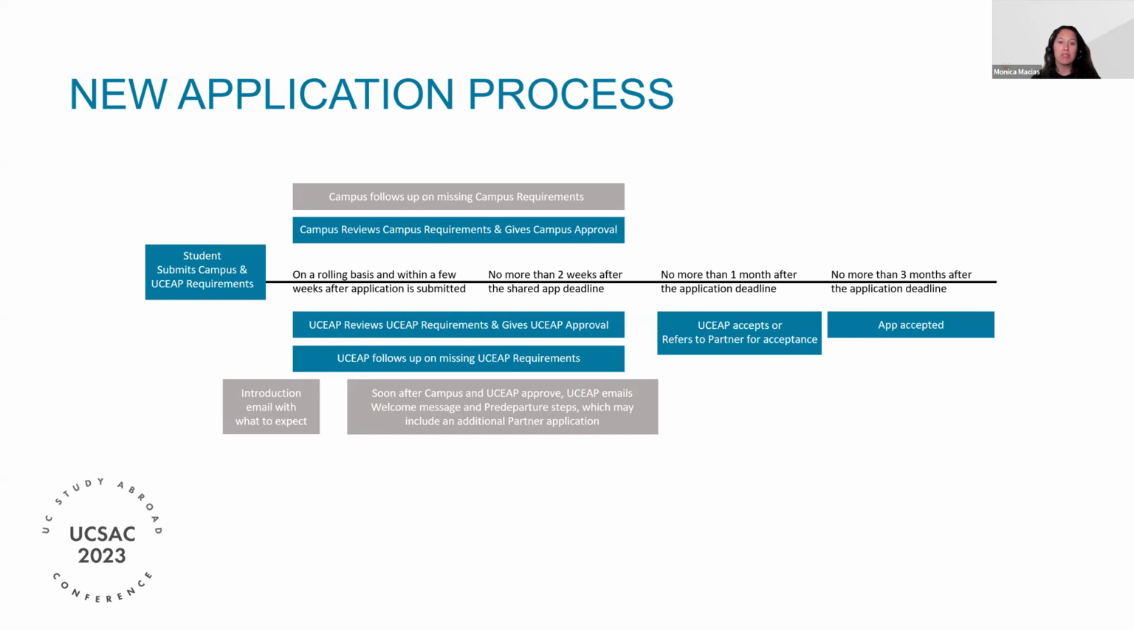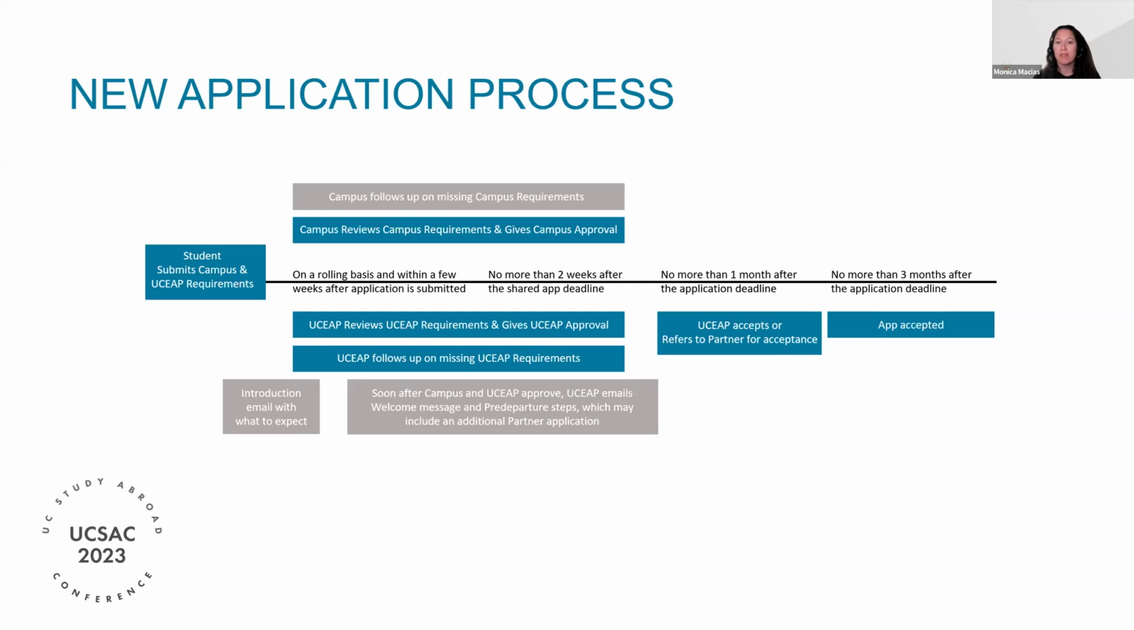Campus staff communicate with students about any issues with the campus requirements, and UCEAP staff communicate about UCEAP requirements. So this division of duties helps reduce overlapping work and more clearly define staff roles for the students. In addition, since UCEAP staff are involved earlier in the process, more robust enrollment data can be gathered during the recruitment period to assist with strategic planning and budgeting.